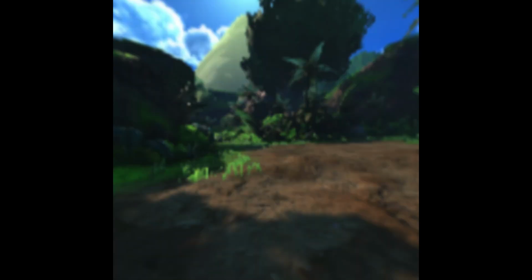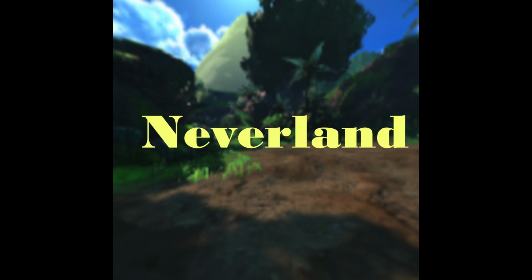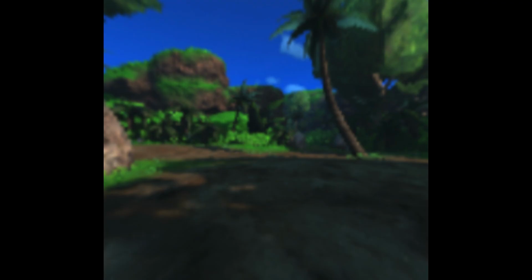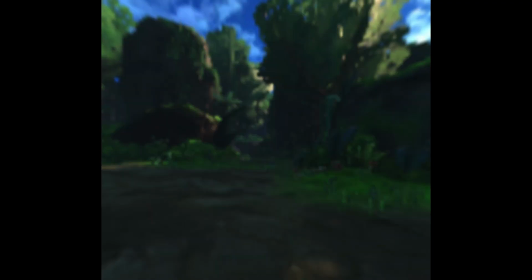The mysterious jungle world that we saw in footage for Missing Link actually turns out to be Neverland. We have already seen a lot of this world in HD already from the gameplay footage, but nonetheless, here's the full reflection cube map for this world.